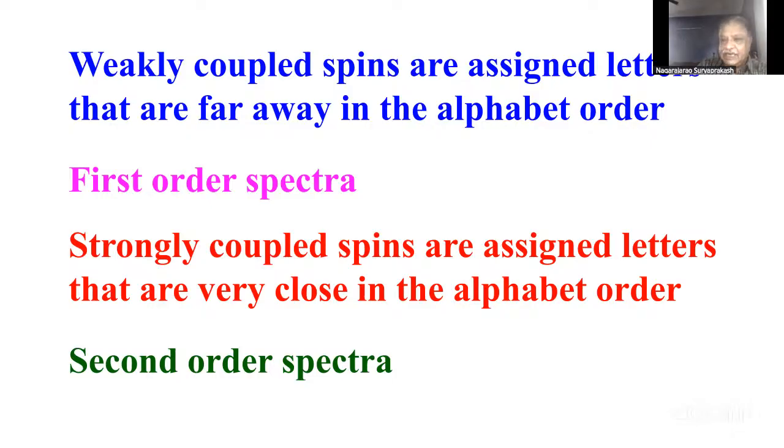Now let us understand how we define this Pople notation. Always I told you, spins are represented by letters of the alphabet. Spin half nucleus. I'm not talking about spin 1. If I say A and X, where is X in the alphabet? X is far away. If you go A, B, C, D, E, F, G, H, X is far away. That means the chemical shifts of the coupled spins are very much separated. Then we use the letter which is far away in the alphabet.